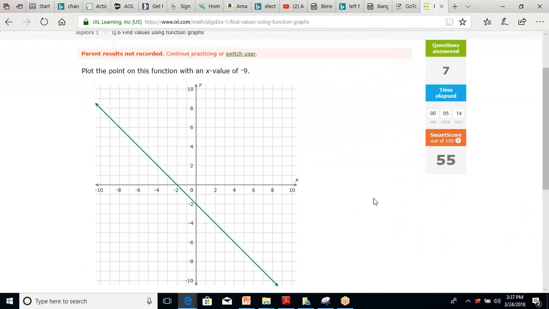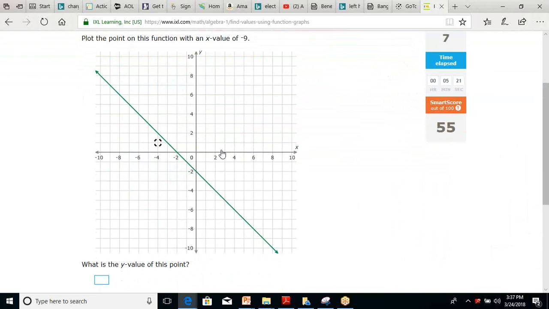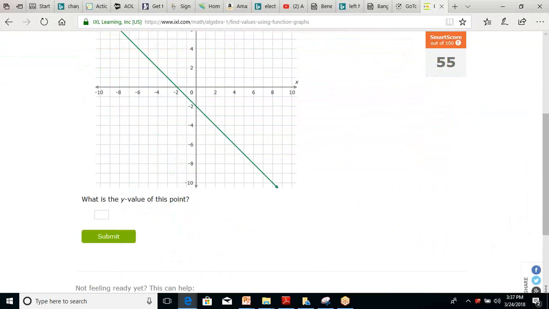All right. Plot the point in this function with an x value of -9. So the x value is -9. You come across here, -9 is over here. You come up and see where it meets the graph. It meets the graph right there, and your y value is 7, right? So the y value is 7.